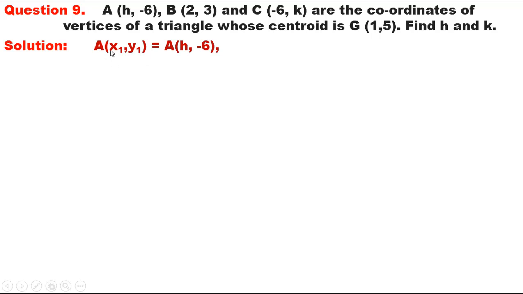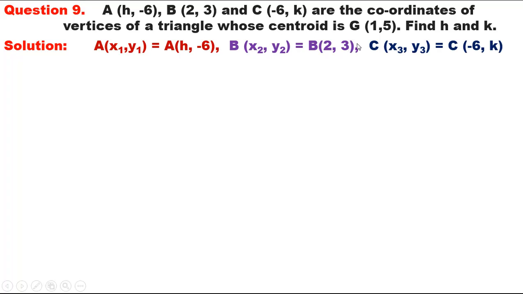Solution: A(x1, y1) is A(h, -6). B(x2, y2): the coordinates of B are (2, 3). And C(x3, y3): the coordinates of C are (-6, k). Centroid G is (x, y). Therefore, G is (1, 5).